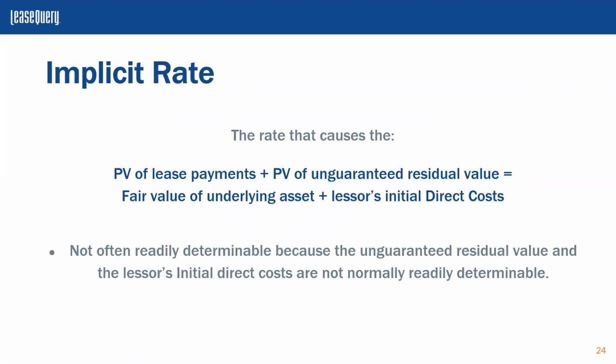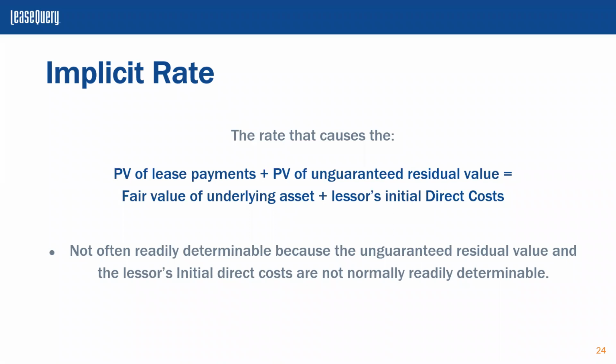So let's talk about the implicit rate a little bit more and really understand, A, what is it, and B, why can't or why won't or why don't most people use it. The implicit rate is simply as it's explained here. The present value of the lease payments and the present value of the unguaranteed residual value, the combination of those, is going to equal the fair value of the asset plus the lessor's initial direct cost.